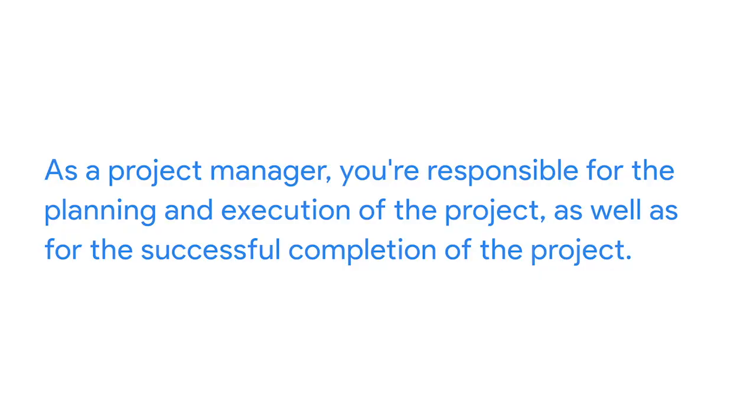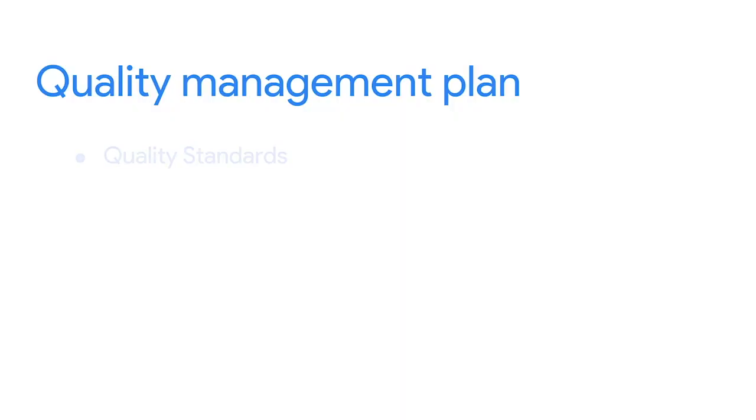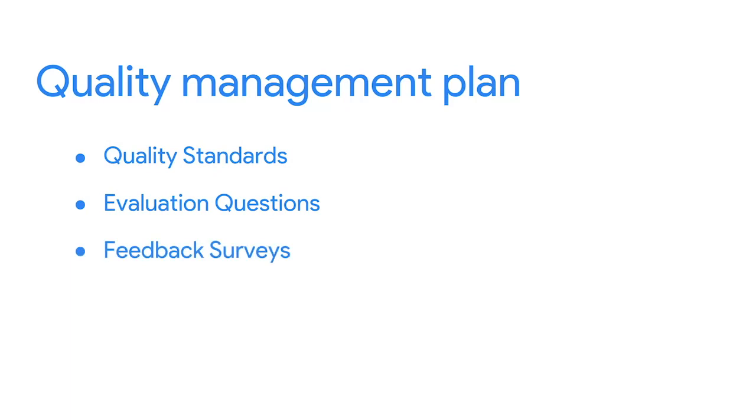Remember, as a project manager, you're responsible for the planning and execution of the project, as well as for the successful completion of the project. Quality planning works together with general project planning and aligns with the overall project process, project goals, and success criteria. For the Sauce and Spoon tablet project, we'll focus the details of a quality management plan on quality standards, evaluation questions, and feedback surveys to ensure that the project is delivering on quality and producing a desired outcome. After this video, you'll practice project quality management by identifying quality standards for the Sauce and Spoon tablet pilot.